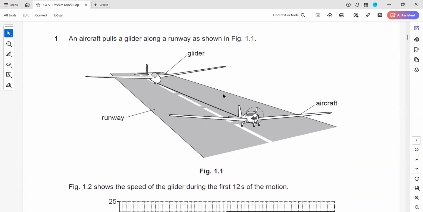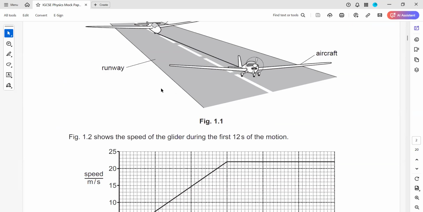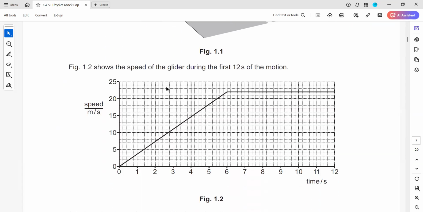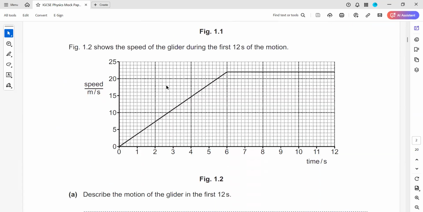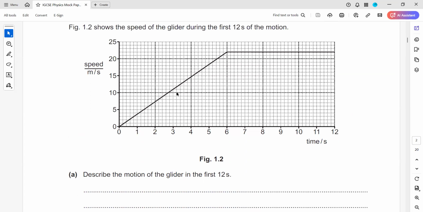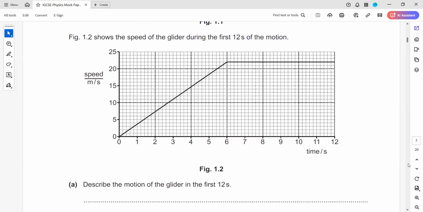In the first question, an aircraft pulls a glider along a runway, as you can see on the screen. Figure 1.2 shows a speed time graph. Whenever we see a speed time graph, we can relate the acceleration to the gradient or the slope. Describe the motion of the glider in the first 12 seconds.